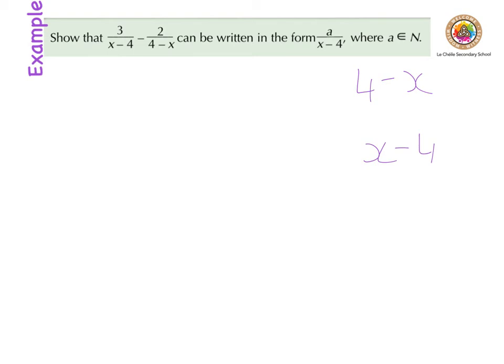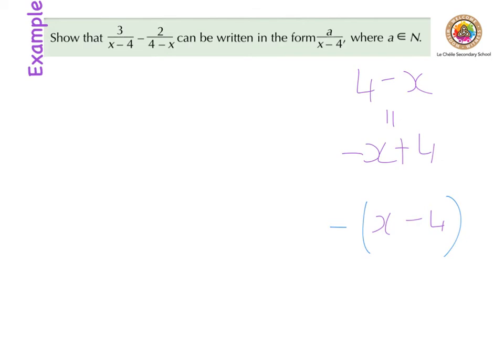If I was to rewrite this, I'd have minus x plus 4. They're the same as each other. So now how would I get that to be x minus 4? That's my goal. Well, I know here I have to have a minus. So if I put that outside the brackets, minus by x gives me minus x. Minus by minus gives me plus 4. So that's the same thing.